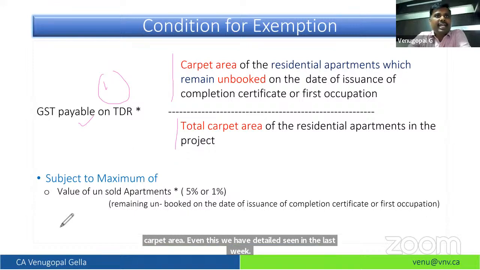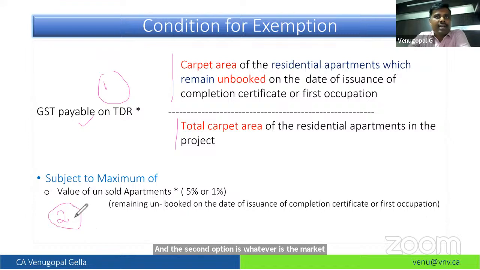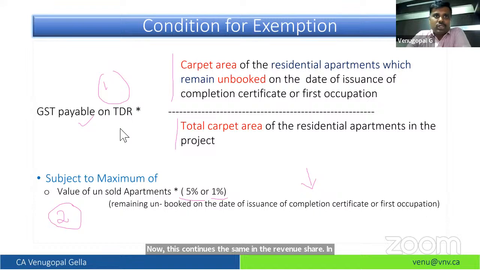And the second option is whatever is the market value or the open market value, the last sold unit value, at the applicable rate, 5% or 1%, whichever is lower. The minimum of either of these two is the minimum value the developer has to pay under reverse charge. This is what we have seen. Now, this continues the same in the revenue share. There is no change in it.